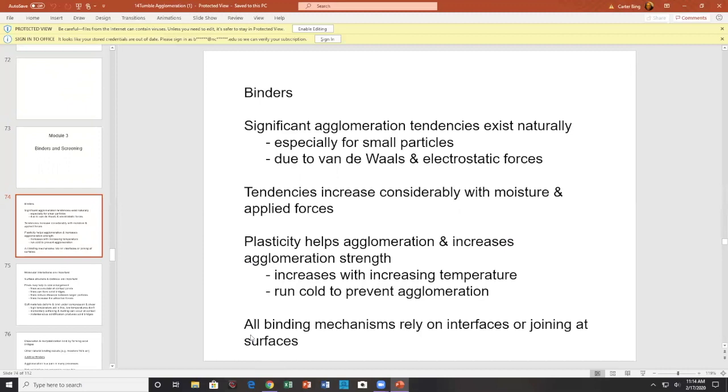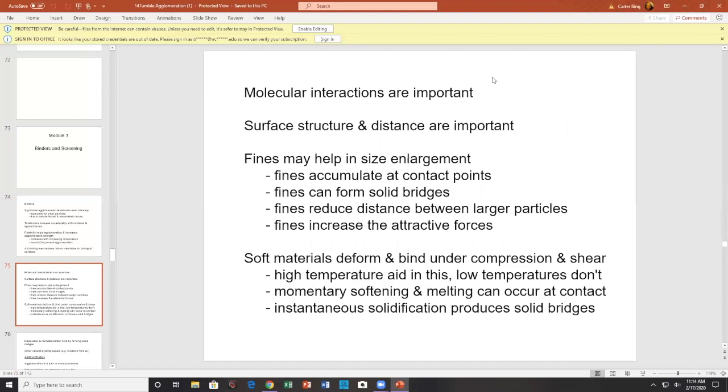All binding mechanisms rely on surfaces joining, or interfaces joining. Molecular interactions are important. Surface structure and distance are important. Fines may help, and size enlargements accumulate at contact points. They form bridges and can reduce the distance between particles. Fines also increase the attractive forces.